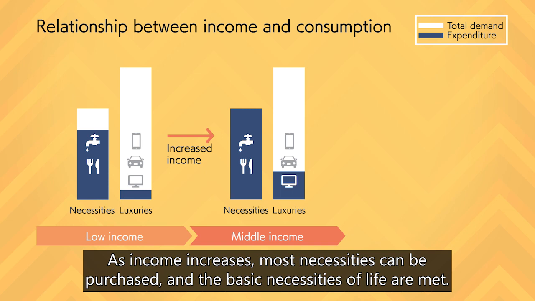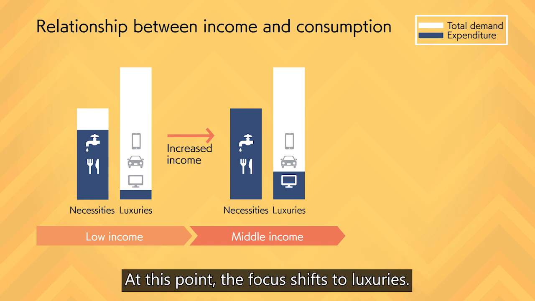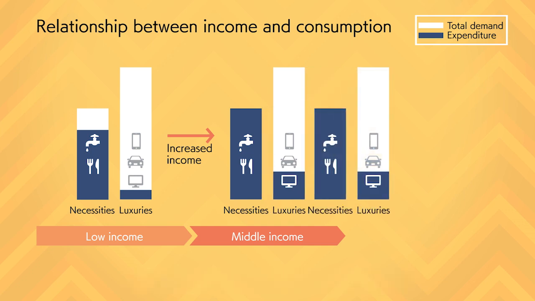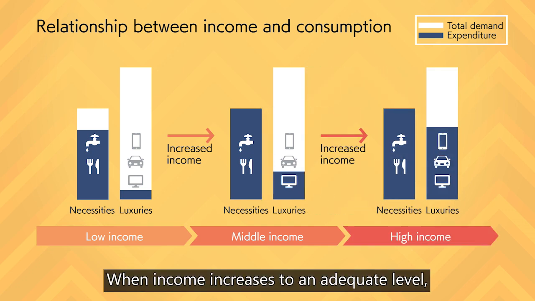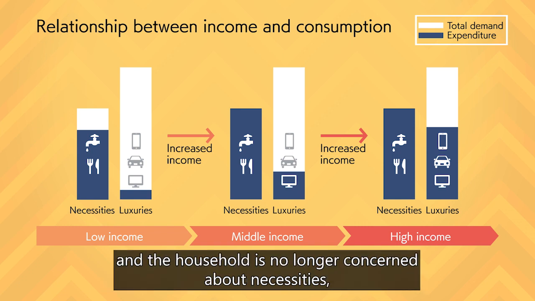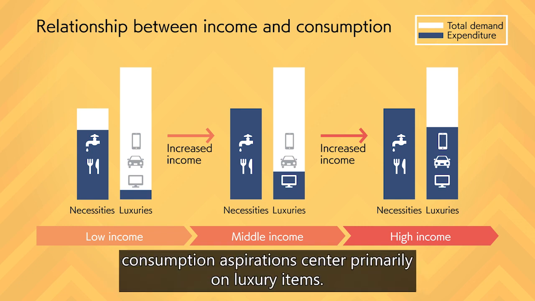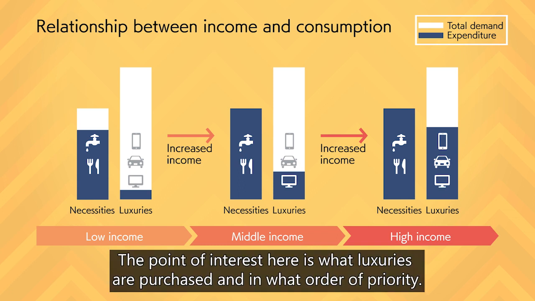As income increases, most necessities can be purchased, and the basic necessities of life are met. At this point, the focus shifts to luxuries. When income increases to an adequate level and the household is no longer concerned about necessities, consumption aspirations center primarily on luxury items. The point of interest here is what luxuries are purchased and in what order of priority.